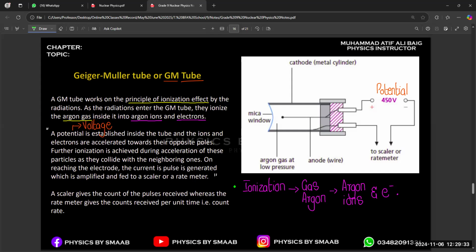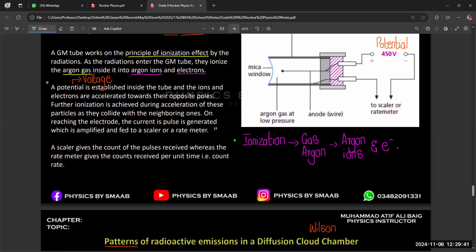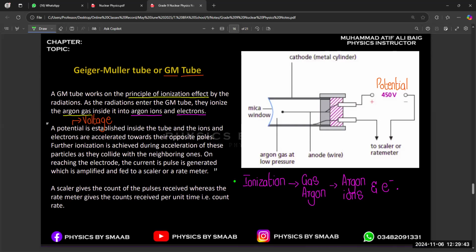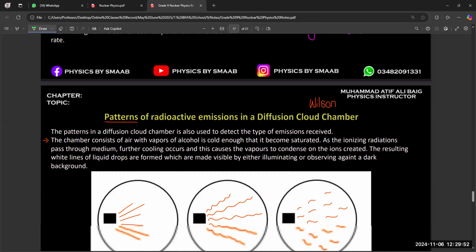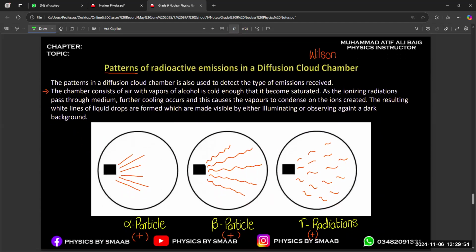And the second type of detector is to detect the path or the traces of alpha, beta, and gamma radiations, because this helps you to count how many radiations are there per second or per minute emitting out from any specific element. But another detector we are using is called the Wilson cloud chamber.